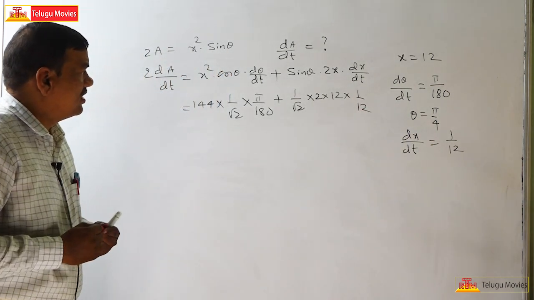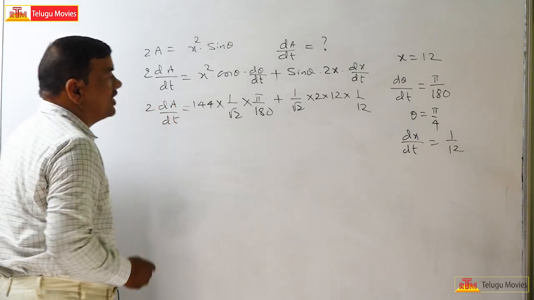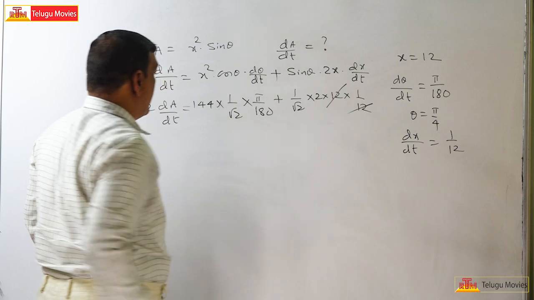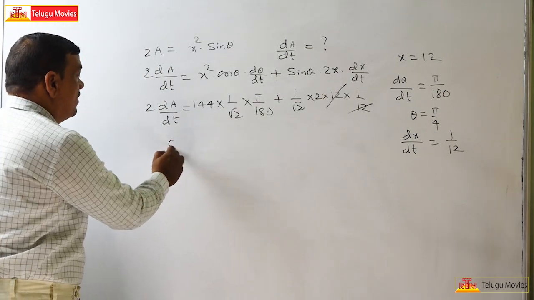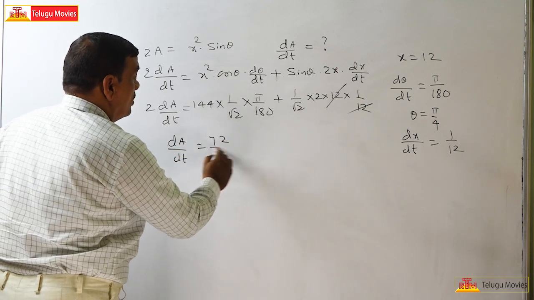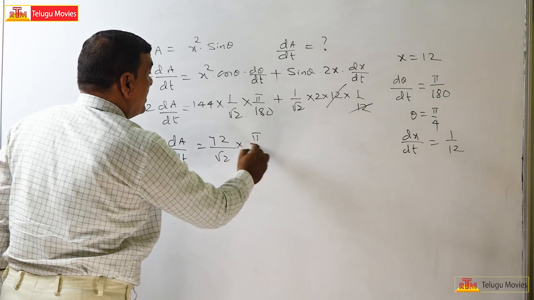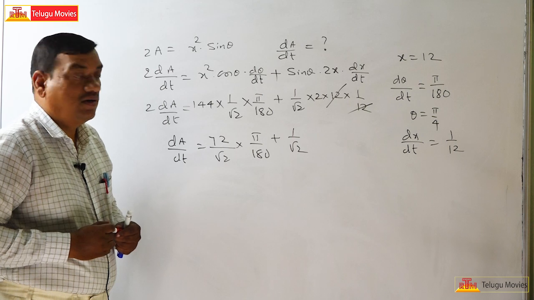So everything is clear. So this is 2 times dA by dt. Any more cancellations? Here 12 cancels. 2 and 144, the 2 can be cancelled. Therefore dA by dt is equal to 72 by root 2 into (pi by 180 plus 1 by root 2). Okay now.